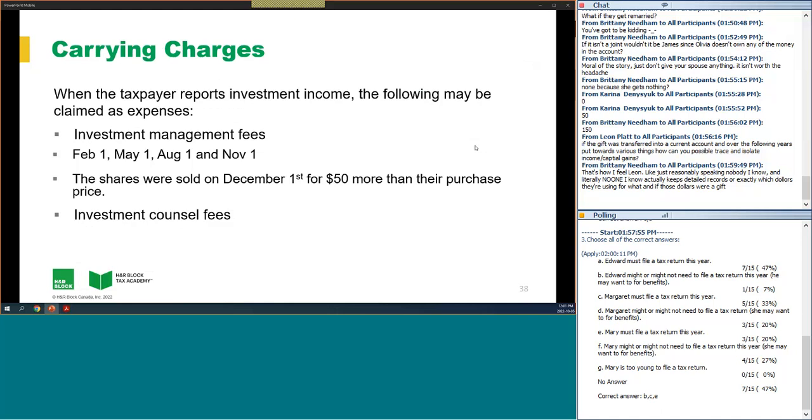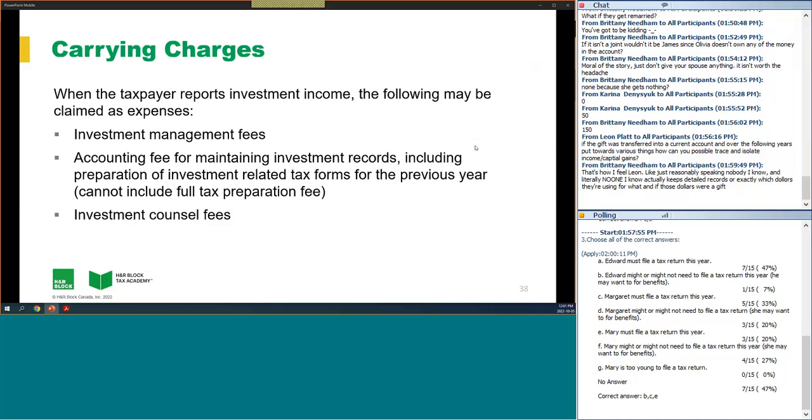Good. Got one more thing we're going to do really quickly, which is carrying charges. Carrying charges is the deduction you get from the cost of investing. We have to be careful because a lot of things that you will spend when you are investing do not count as carrying charges. The only things that do are investment management fees. They are specific to the fact that you are investing, and you will usually see them reported on a slip as investment management fees. If they're on a slip, you can claim them.